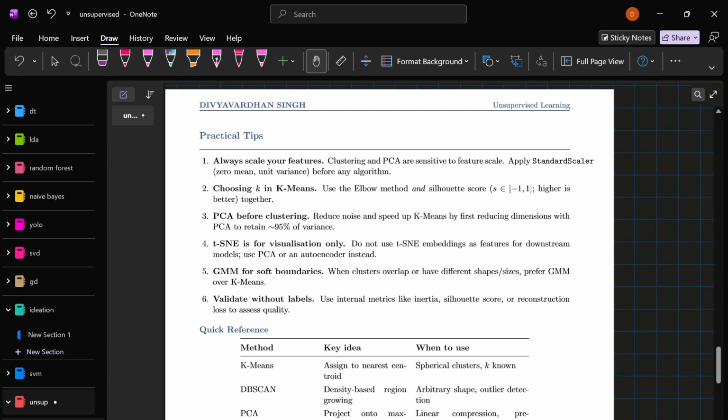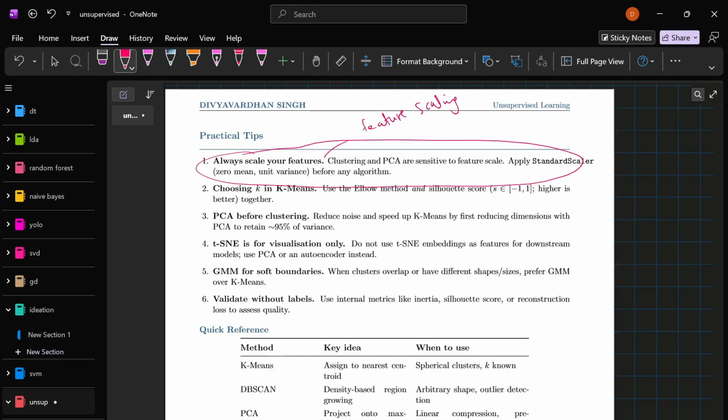Okay, now we have some practical tips. So we'll go into it. Let me give you practical tips on what actually matters when you are building these things. Tip 1, always scale your features. Seriously, always. Clustering and PCA are both very sensitive to feature scaling. So feature scaling and feature engineering is one of the most standard parts.